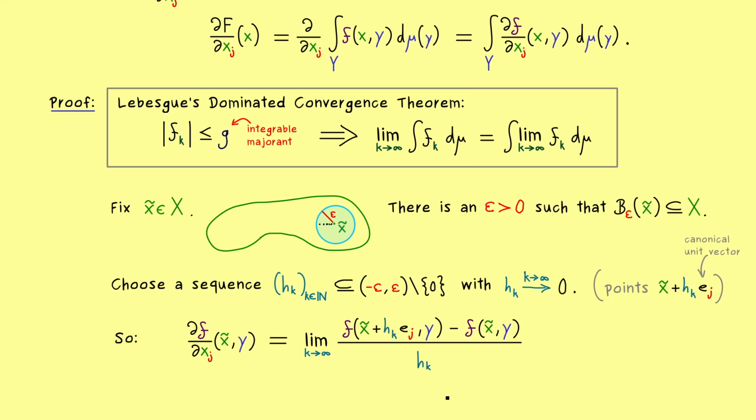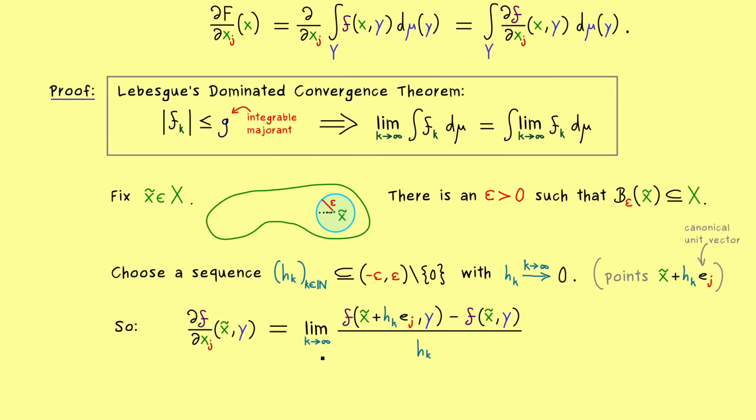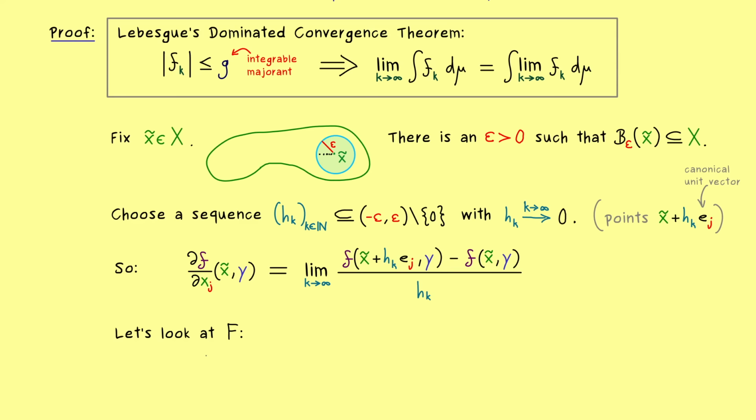And this fact we can use to calculate the derivative of capital F as well. Of course, there we don't know yet that the partial derivative exists, so we need to show it. And indeed, we can just show it by also considering this general limit. So in the same way, we deviate from x tilde and subtract the value at x tilde. If this limit exists and it has the same value for every sequence hk, we know that the partial derivative exists as well. And then it's exactly given by this limit.